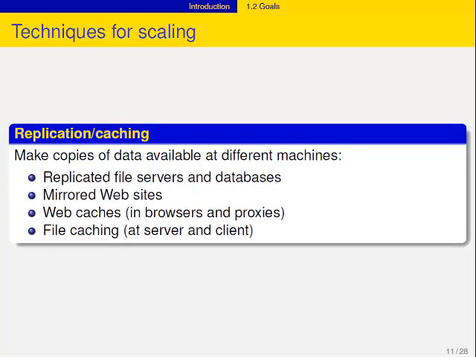And finally, a very important one is replication and caching. People make a difference between replication and caching. I'll make that difference from time to time as well, but there's no fundamental difference. The end effect is you make copies. And you see replication mainly as copies of data, by servers and databases. Mirrored websites, we all know this phenomenon. Web caches, and there are a gazillion web caches out there. And file caching.